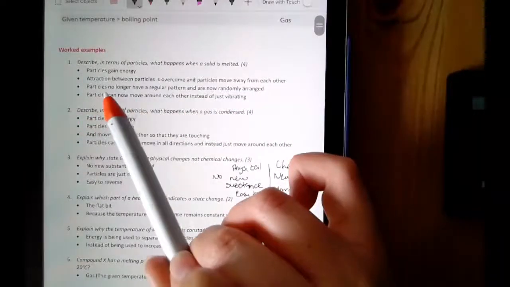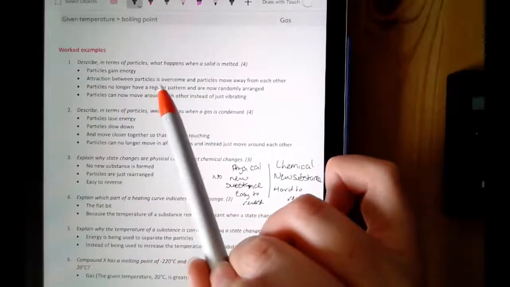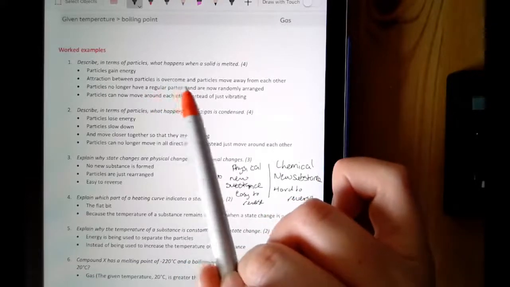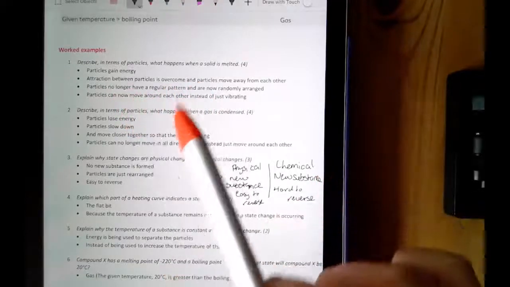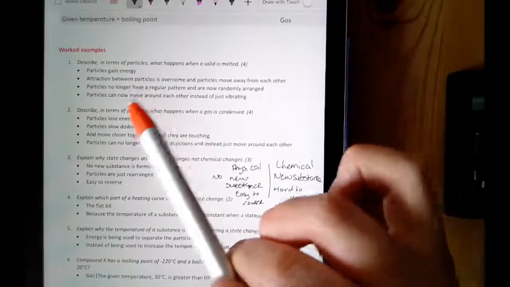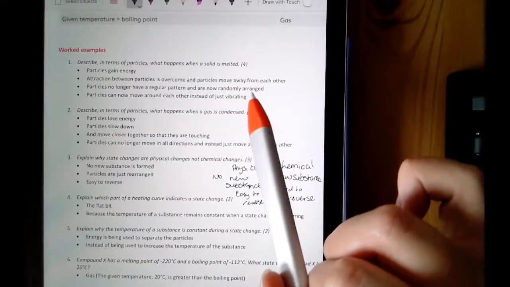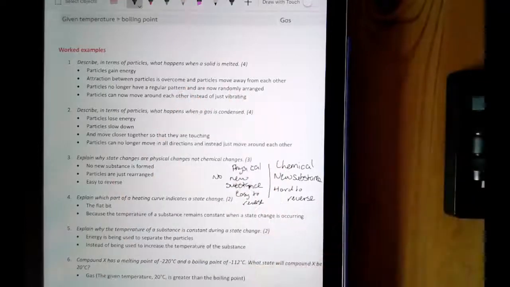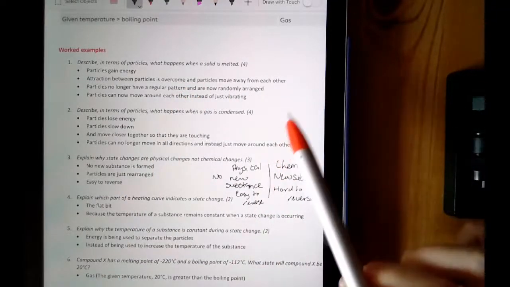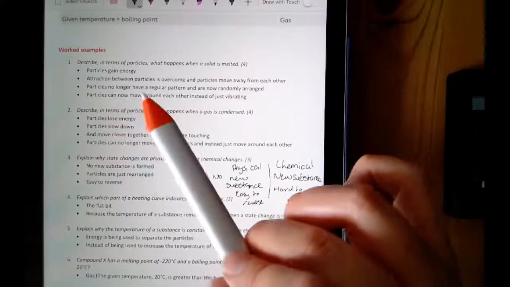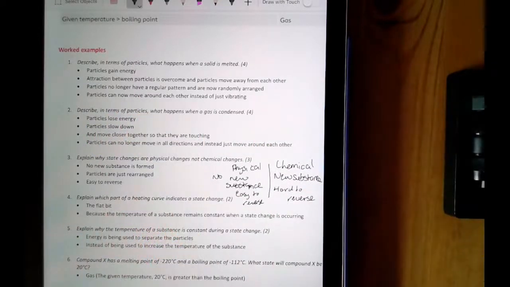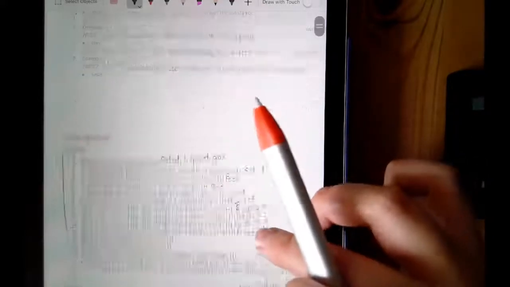Once this happens, you've made a gas instead of a liquid, the particles are now further apart, and randomly arranged. Remember, in a liquid, they're still touching each other. As a gas, they're no longer touching, so they're far apart, they're still randomly arranged. And in terms of the movement, as a gas, they can now move quickly in all directions, whereas as a liquid, they could only move around each other.